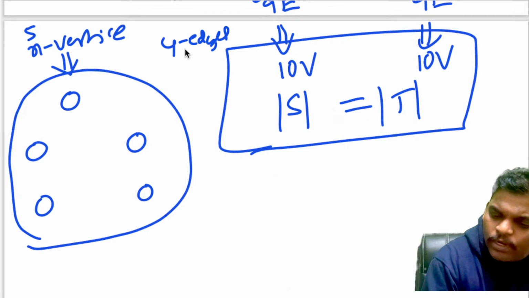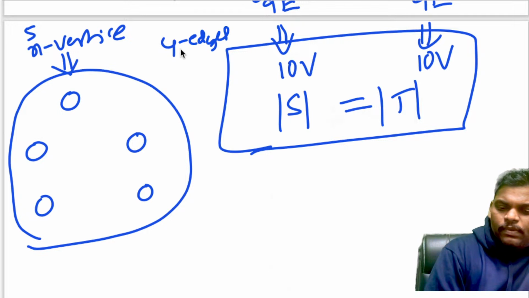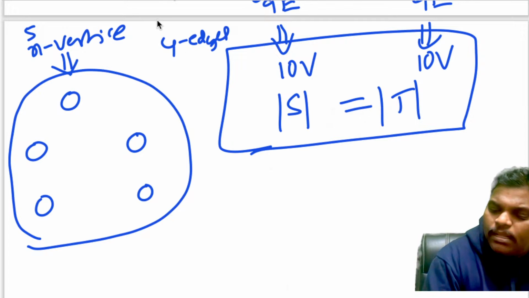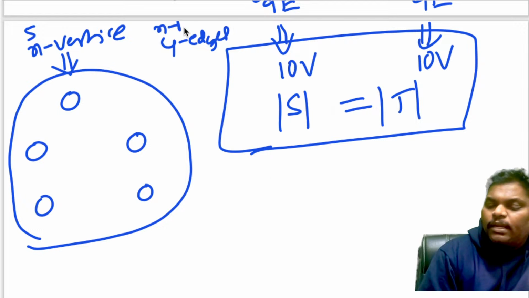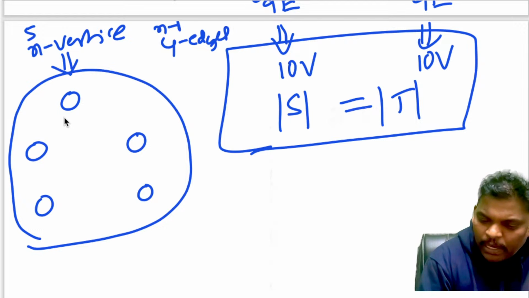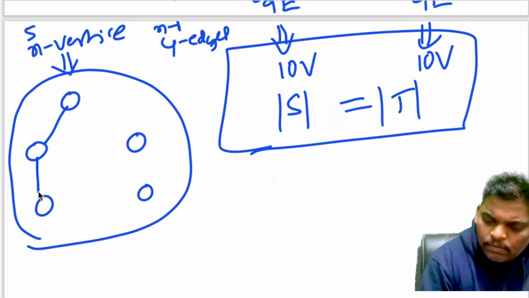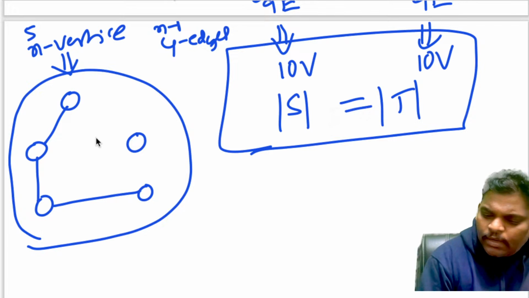N vertices are there, the spanning tree contains n minus 1 edges, which is going to be 4 edges. 5 vertices means the spanning tree contains 4 edges. Now listen, everyone listen, I think here 5 people: 1, 2, 3, 4.